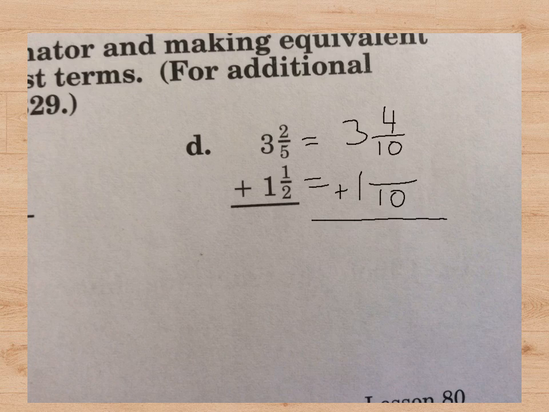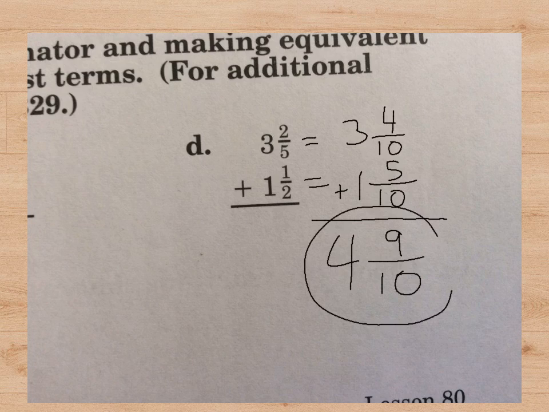2 times what is 10? 2 times 5 is 10, so I need to do 1 times 5. And that's 5. Let's add this up. 4 plus 5 is 9 over 10. 3 plus 1 is 4. And we get 4 and 9/10.